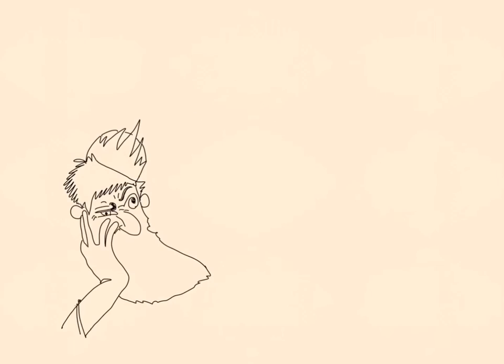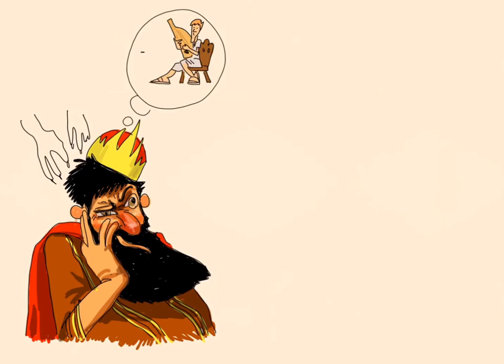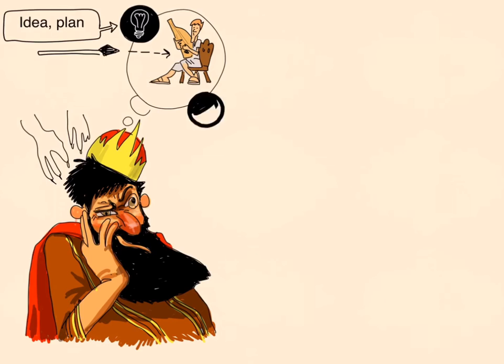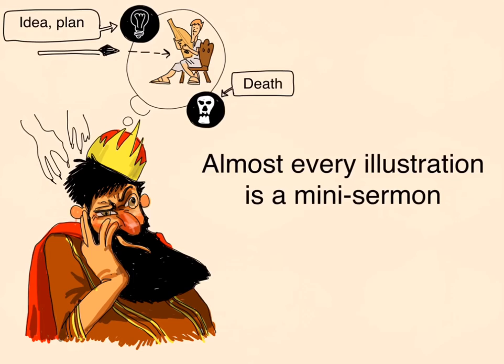For example, Saul contemplates killing David. The skull symbol hints at the murderous character of the thoughts, while the light bulb means that it is a thought, an idea that Saul has. Almost every illustration in the book could serve as a mini sermon.